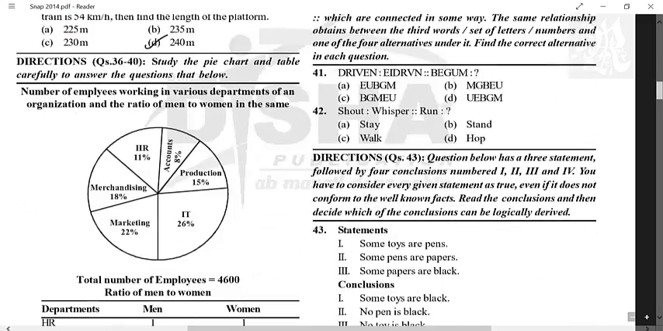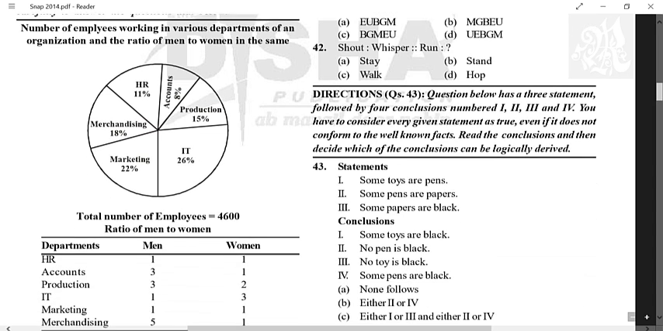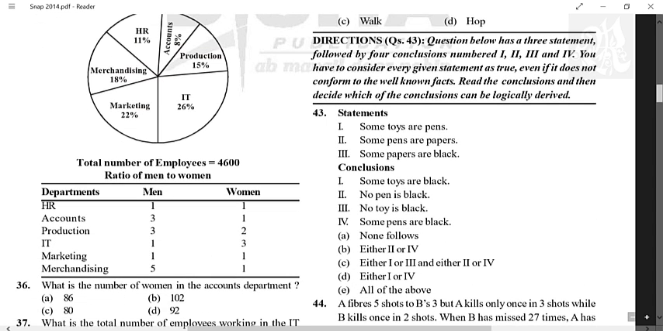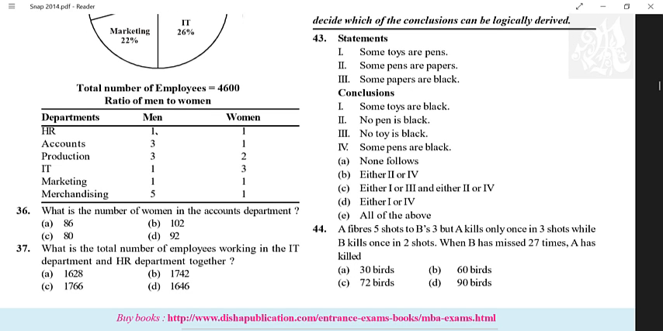Alright, so we have a DI set, typical DI set, number of employees in various departments and the ratio of men and women in that department. Alright, let's see how do you deal with this. Again, it's not a calculation based DI, you have to use numbers as minimally as possible. Okay, have a look at this.